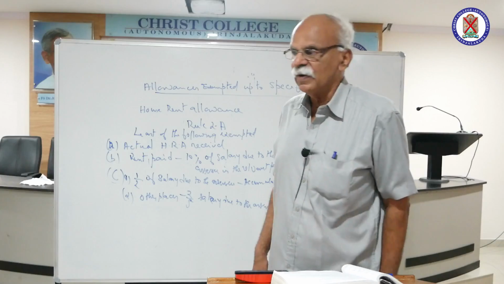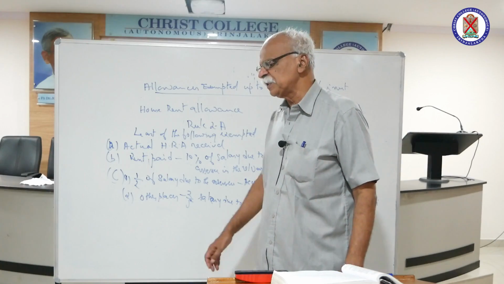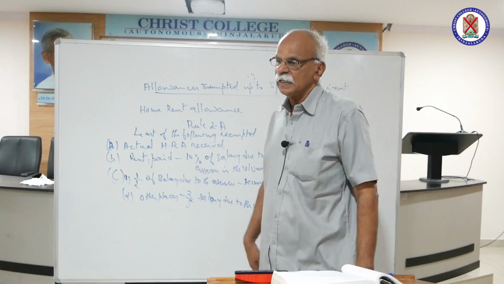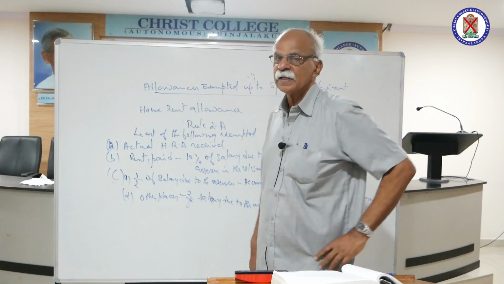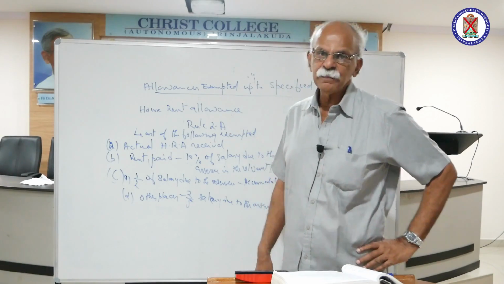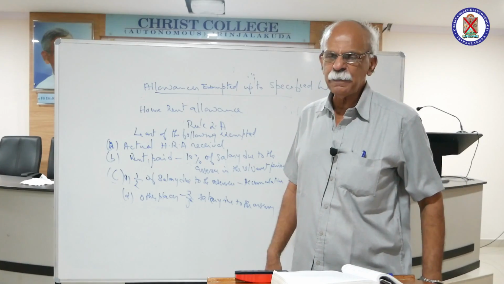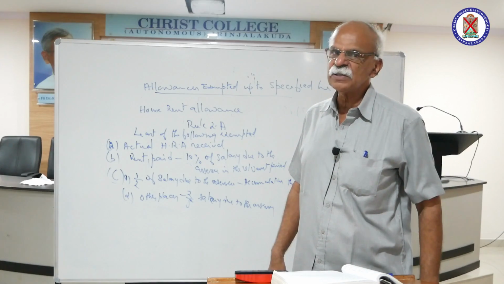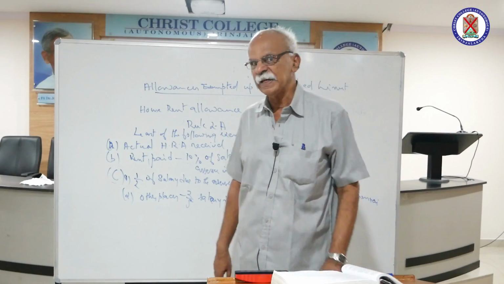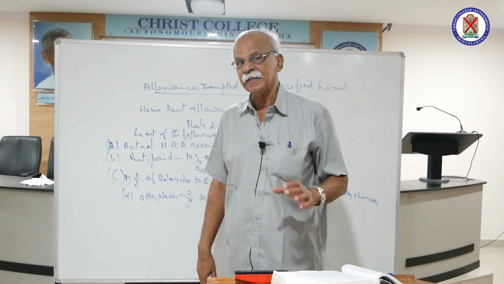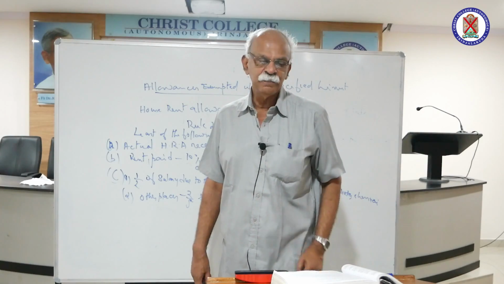So, what are the 3 situations? Rule 2A specifies that the least of the 3 shall be exempted, that is actual HRA received. Second point is rent paid minus 10% of salary due to the assessee in the relevant period. I shall explain what is relevant period later.